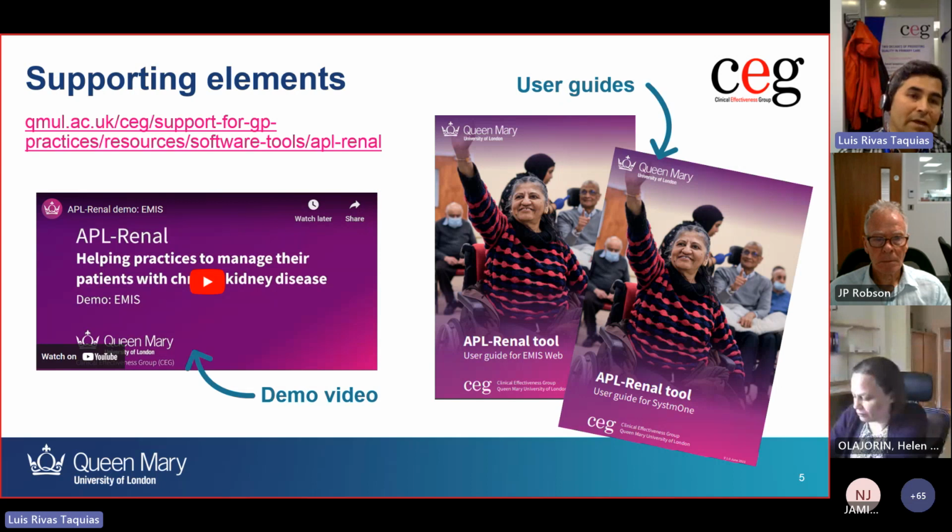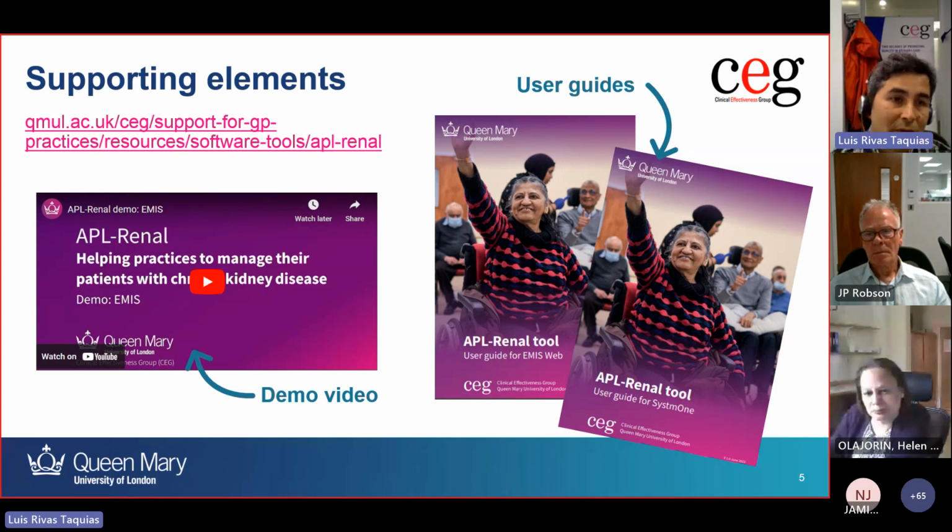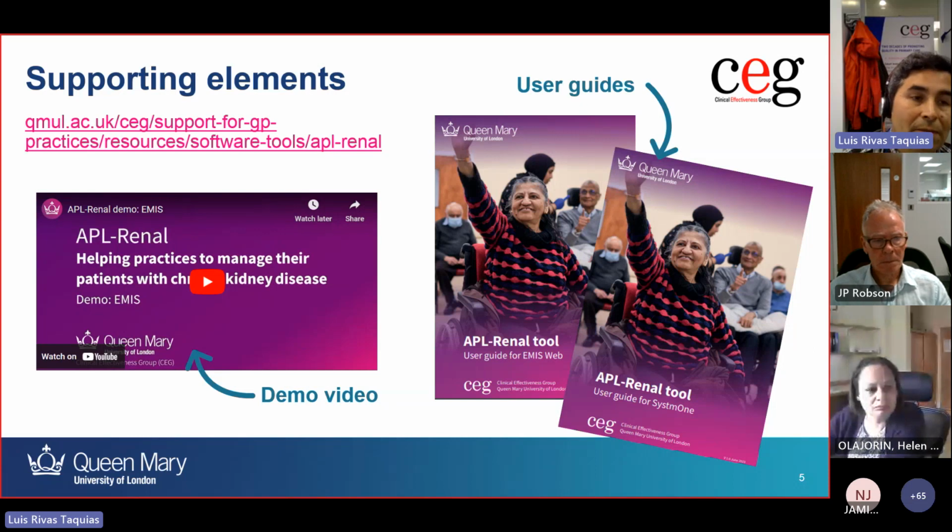And in aid of this, we have several supporting elements, which, as I said, includes facilitation. But we have a dedicated web page for the renal APL tool. We have a nice little video that will guide you through the whole process of setting it all up, but John will go through that today. And then we have two guides, one for EMIS and one for System 1. And that's it from me. So, John, over to you.